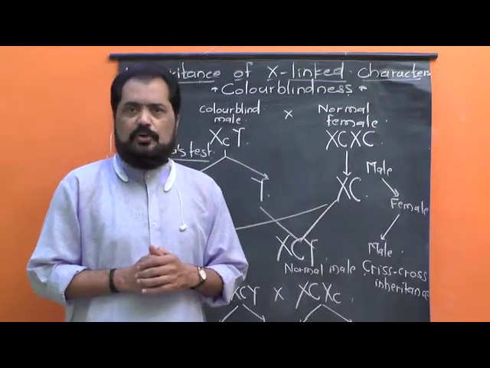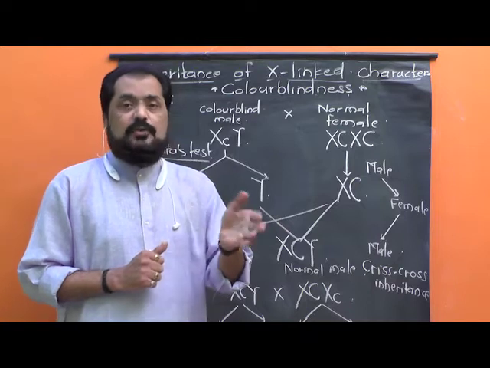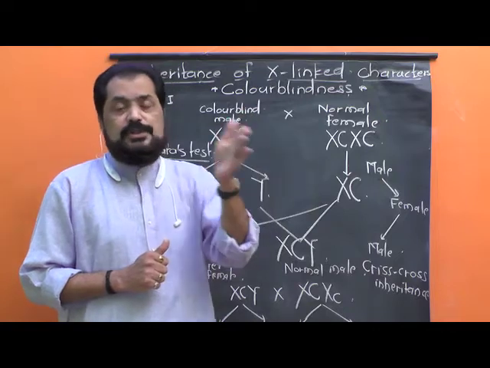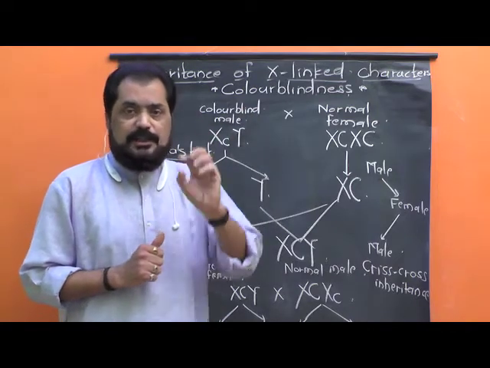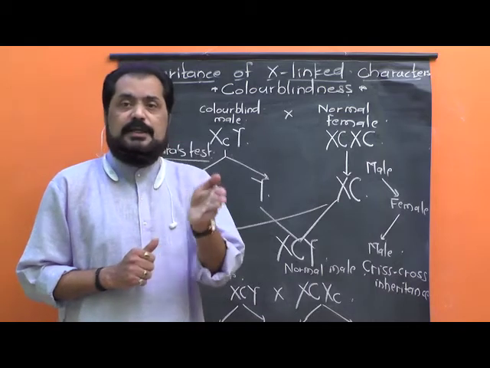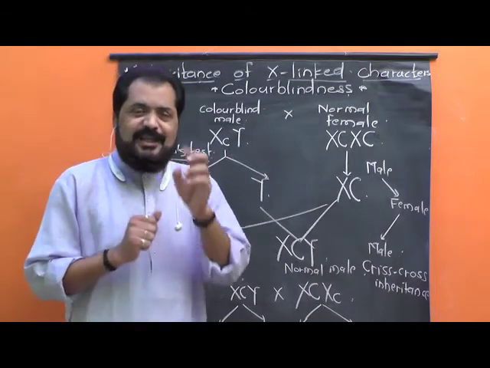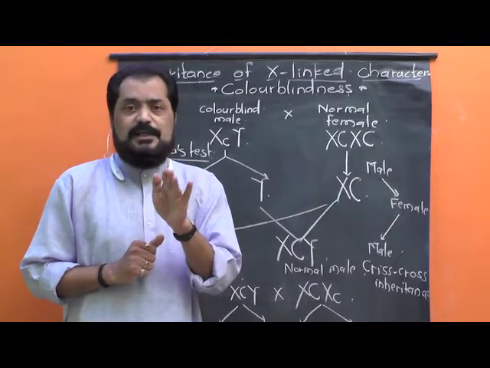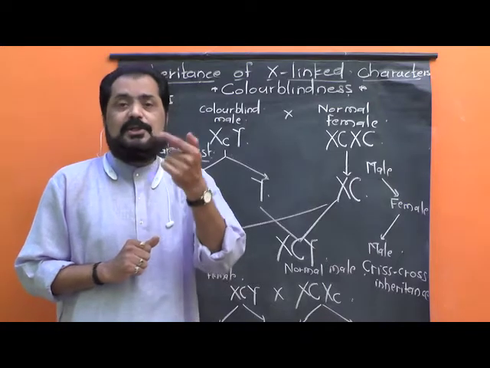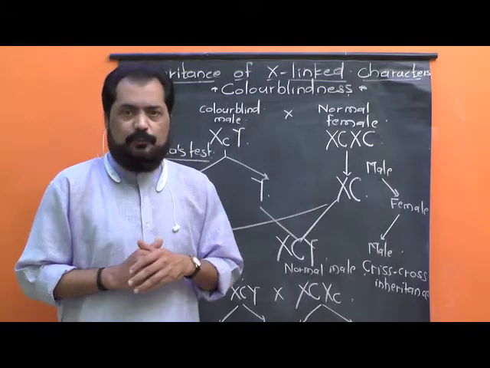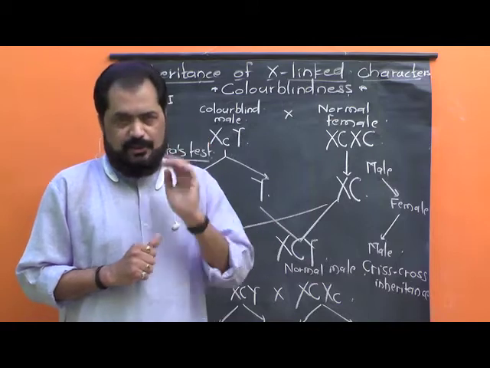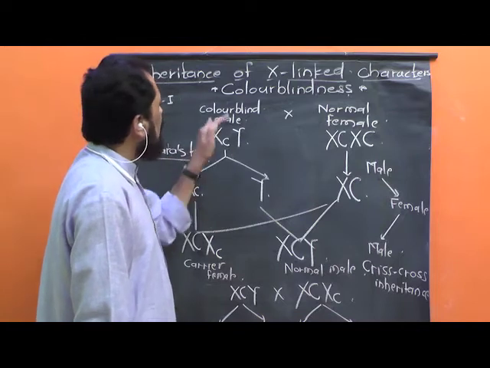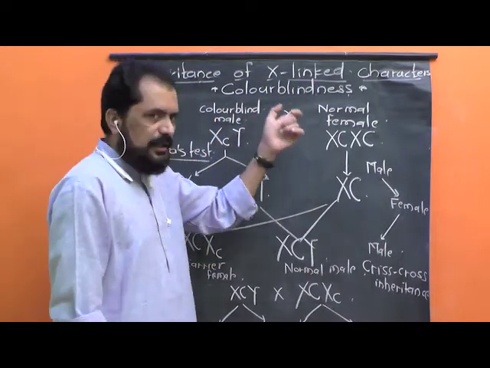In this test, in all 28 plates are used ranging from 1 to 24. In first to 17 plates, different numbers are written in different colors, and from 18 to 24 plates, some wiggly lines are drawn in different colors, and the person has to read those numbers on the plates, and on the basis of which the color blindness is diagnosed. Anyway, so here we have studied the inheritance of X-linked character, that is color blindness.